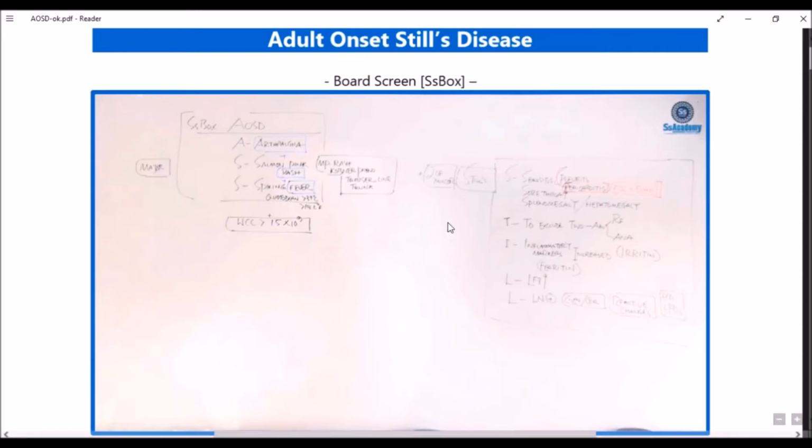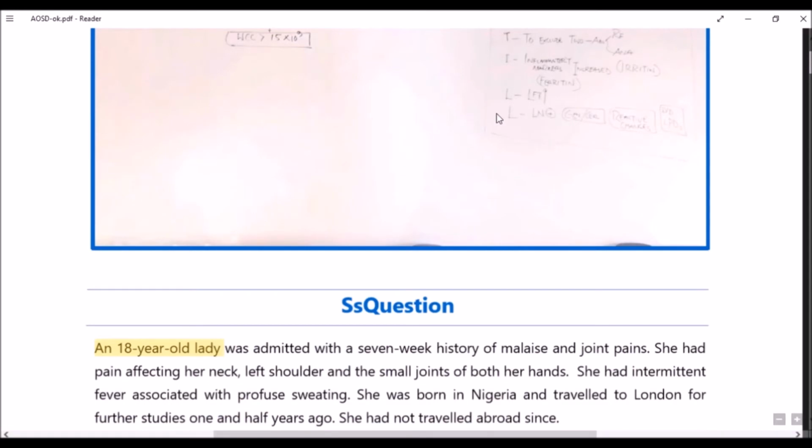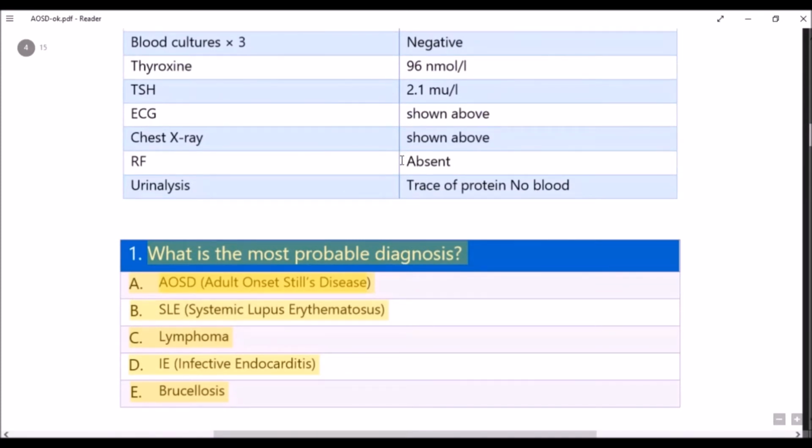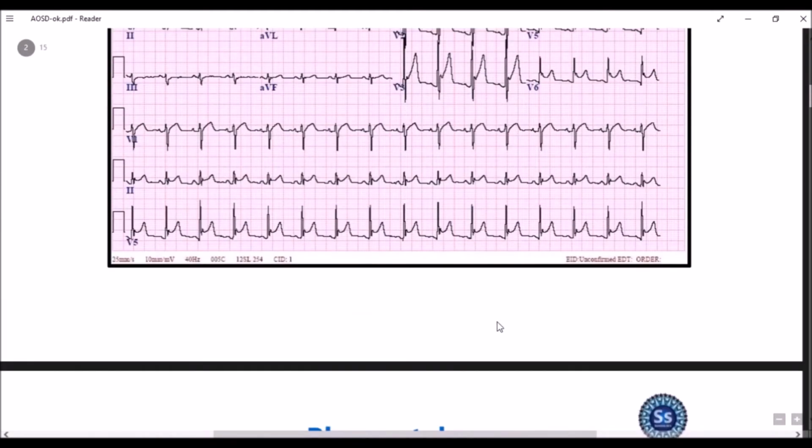So what do we learn basically? The AOSD: the fever, rash, arthralgia, and having the SS, double L, yes, serositis, at least T to exclude, I for inflammatory markers, L for LFT, and L for lymphadenopathy. So with this learning process we will focus on the scenarios. So I said for the scenarios, the most important first step is what is the most probable diagnosis. The second step is reading the answer options. The third step, each and every option has some pathognomonic features, meaning the SS box that you learned; think about them, and then jump into the scenarios.